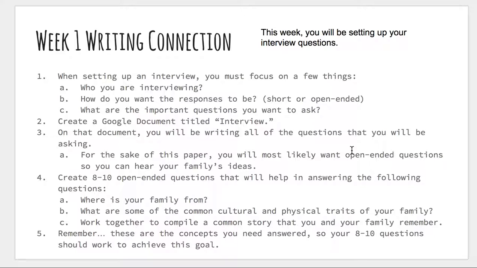After you think about that and you create your interview Google document, I want you to create 8 to 10 open-ended questions that will answer some of the following questions. So where is your family from originally? What are some of the common cultural and physical traits of your family? Work together to compile a common story that you and your family remember together, so that should be sometime throughout your life. And remember, these concepts you need answered. So for your 8 to 10 questions, you should work to achieve this goal through those questions. So make sure that they're answering these questions. And in those 8 to 10 questions, you can be very specific, or again, you can leave it very open-ended.